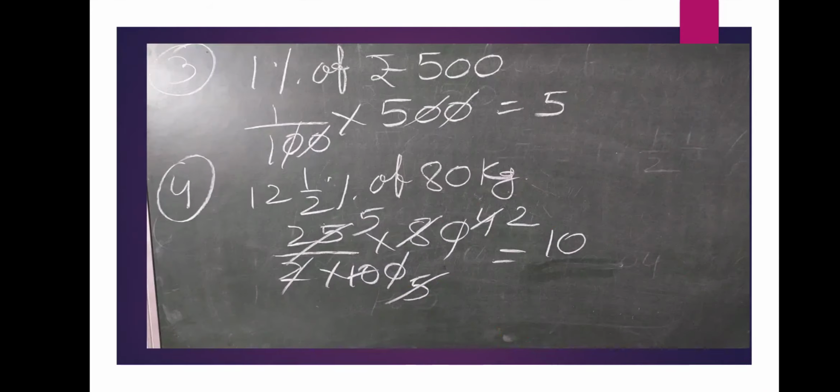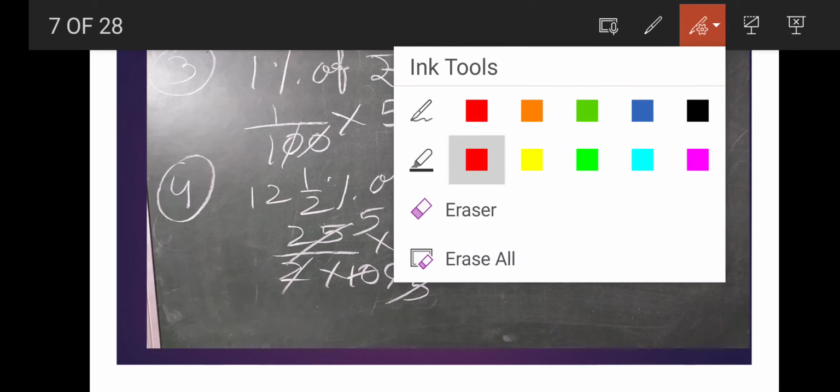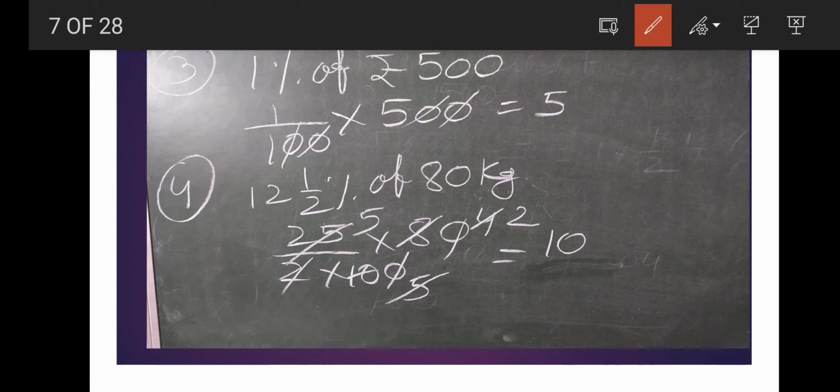Now next question is 1% of rupees 500. 1% means what? 1 by 100. Of means multiplication sign, and 500, so 5. Then 12 1 by 2% of 80 kg. So 12 1 by 2% means what? 25 by 2 into 80, and then we'll do the calculation, and what will you get as the answer? 10. The answer will be 10.